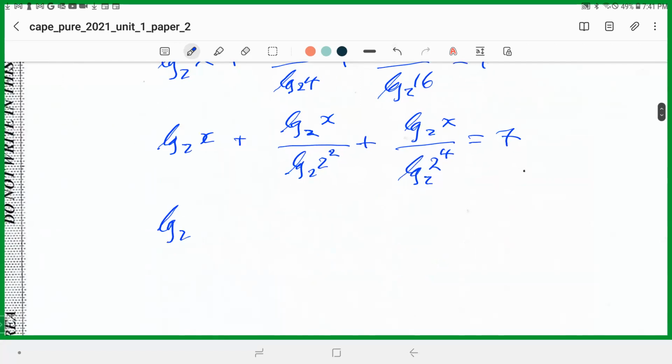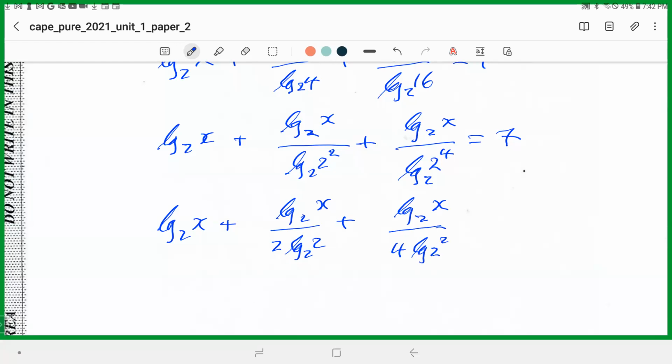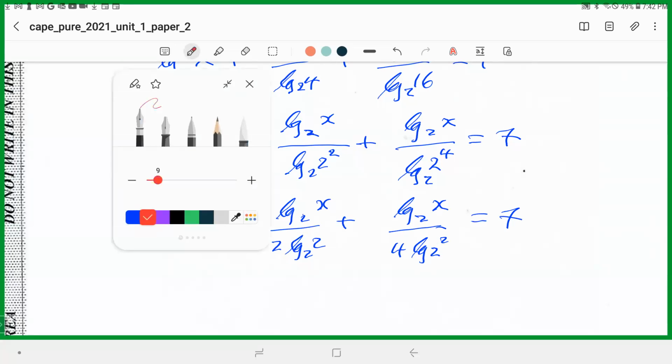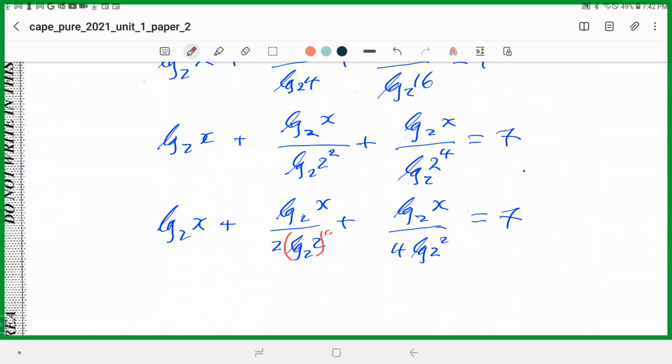Log to base 2 of x plus log to base 2 of x over 2 times log to base 2 of 2 plus log to base 2 of x over 4 times log to base 2 of 2 equals 7. So this is equal to 1. I'm going to circle it. This is 1. And this is 1. So that denominator becomes 2. That denominator becomes 4. Look what you actually have.